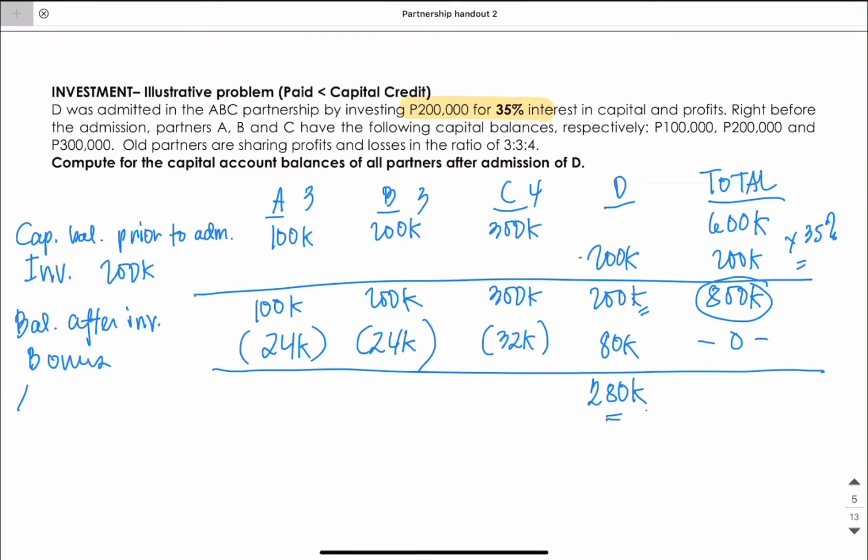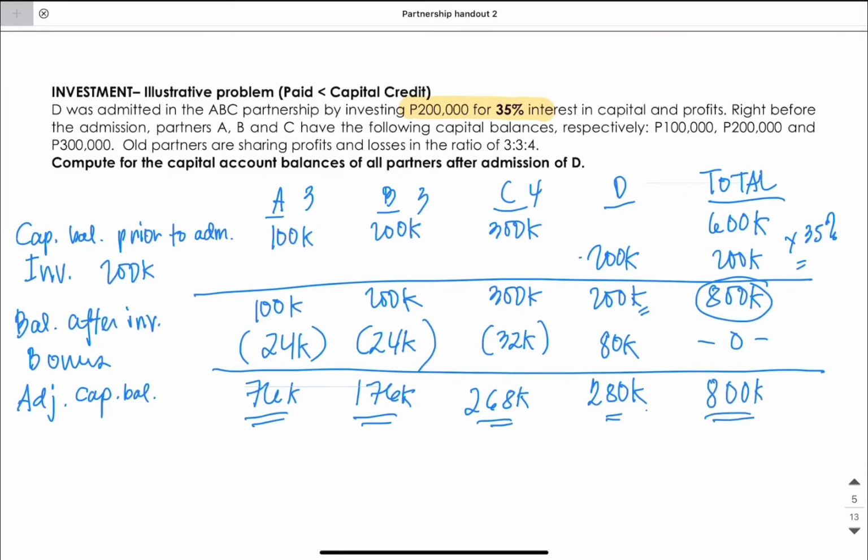So the adjusted capital balances after the investment of D would be 76,000, 176,000, and 268,000. Of course, for partner D, 280,000 will be credited to his partner capital account, and then the total will still be 800,000 pesos.